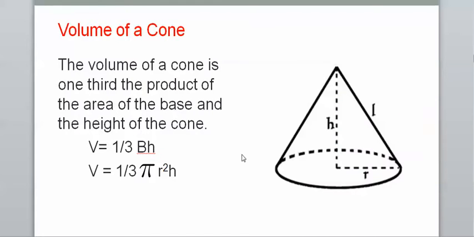A cone is very similar to a cylinder, except it has a circular base at the bottom, and it is tapered up to a vertex at the top. So the volume of a cone is going to be 1/3 times the area of the base, which is pi r squared, times the height.